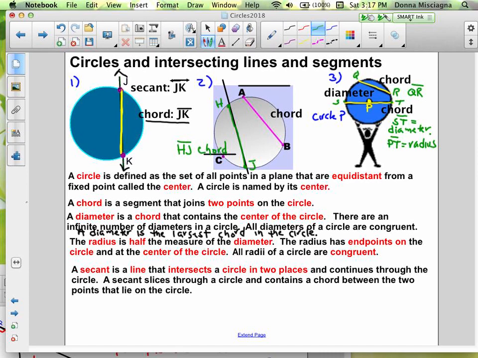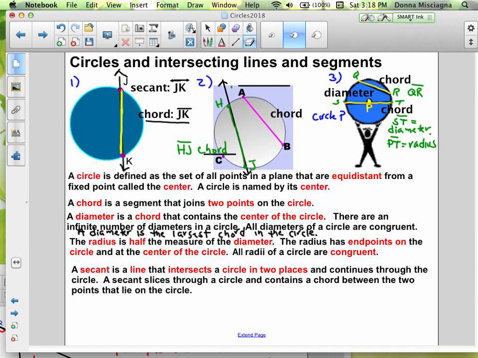So if we extend chord JK, we will have secant JK. Notice for secant we use the line symbol because a secant is infinite. It'll keep on going. Right, so we had chord HJ, but if we don't stop at those endpoints and we keep on going, then we have line HJ.